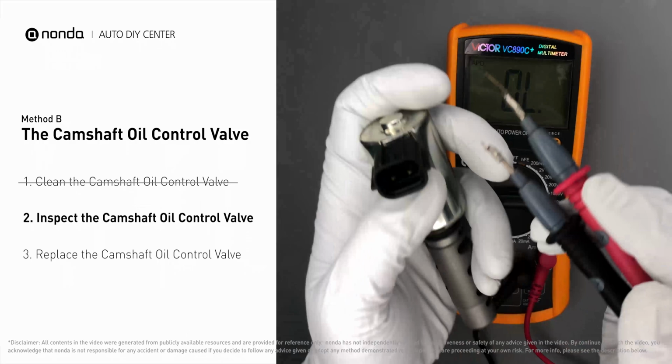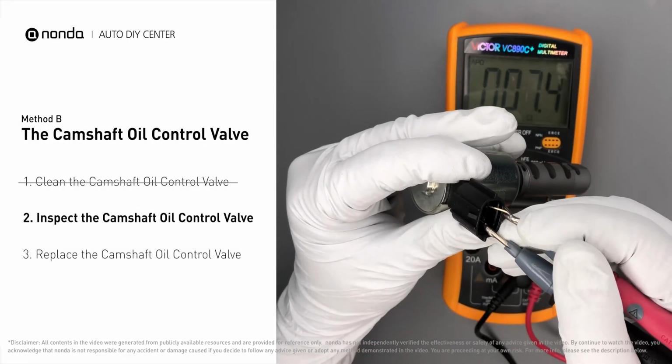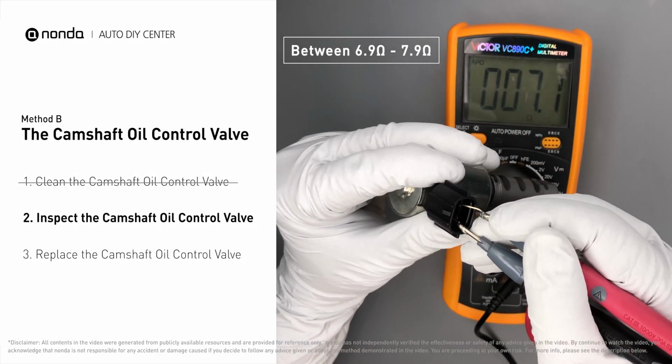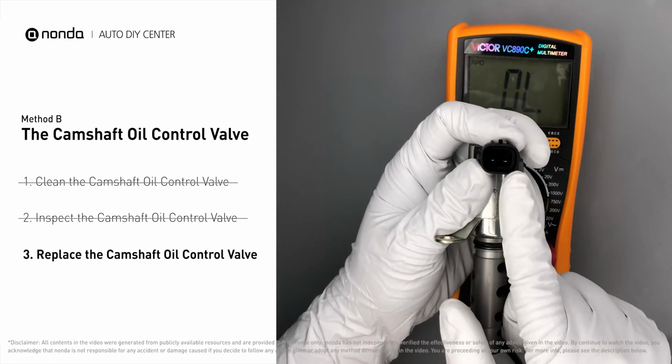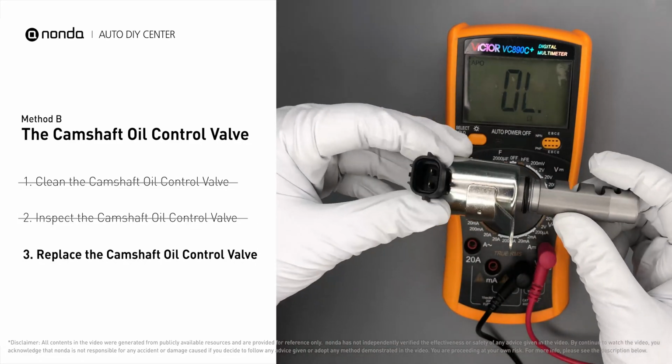In an ambient temperature of 68 degrees Fahrenheit, the valve resistance is between 6.9 ohms to 7.9 ohms. If you do not get a reading, this indicates that the camshaft oil control valve is faulty and needs to be replaced.